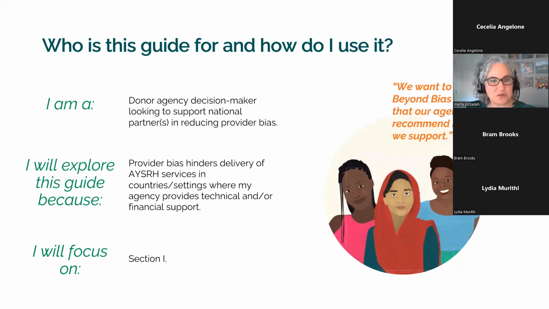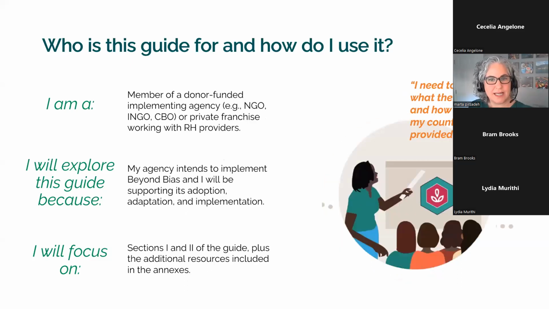Let's say you're a donor agency decision maker looking to support national partners in mitigating provider bias, and you recognize that bias hinders delivery of AYSRH services where you provide technical and/or financial support. In this case, you would likely want to know if Beyond Bias is a model that you can recommend for application in the settings you support. So again, you'd want to focus on section 1, which will help you in deciding if Beyond Bias is right for you. Next slide.